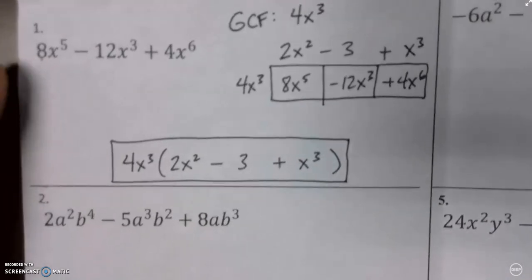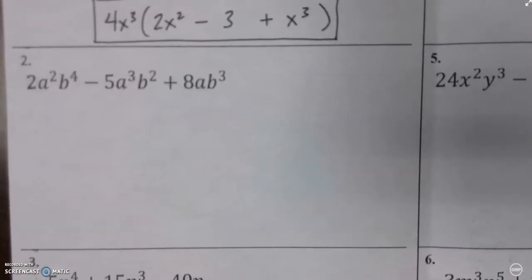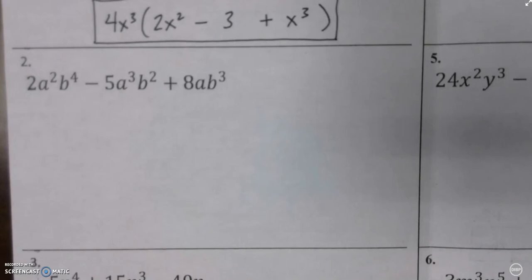Panthers, we're going to pause the video now, and I want you to take about 2.5 minutes to try to factor this. Find the greatest common factor, and then write it in factored form.